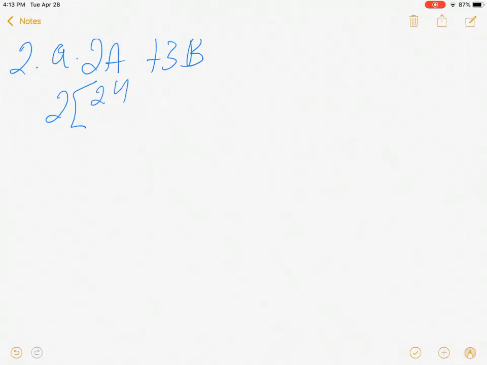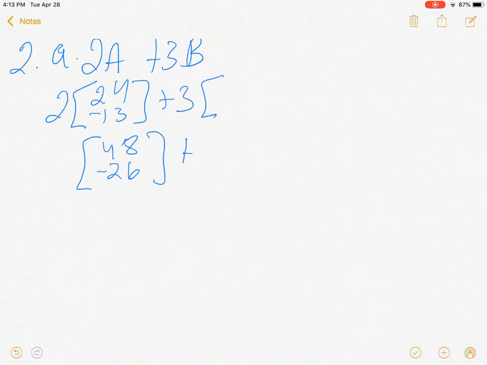No problems. Number 2 says, 2a says we want to take 2a plus 3b. Well, so 2 times a. A is a 2 by 2. 2, 4, -1, 3. So multiplying that by 2 is going to give us 4, 8, -2, 6. Plus 3 times b. B is also a 2 by 2, which is a good thing.